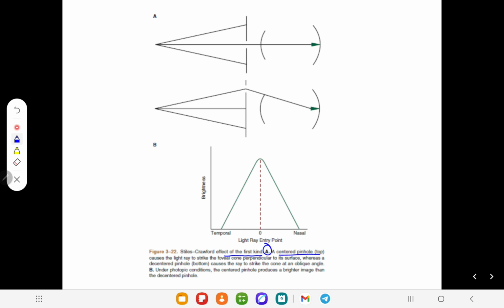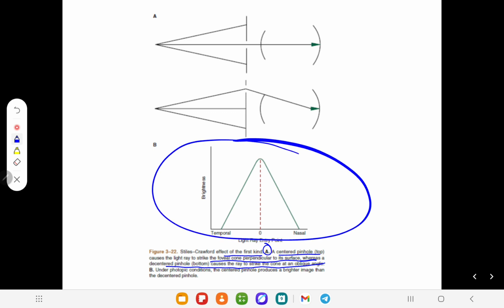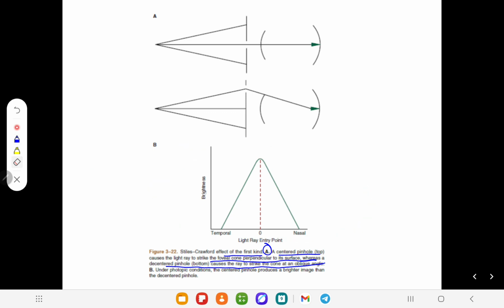A centered pinhole causes the light to strike the fovea cone perpendicular to the surface, whereas a decentered pinhole causes the light to strike obliquely. So, this is the great picture. For the exam you must understand this picture. Okay, the light ray entering at point 0 is centered and has the highest Stiles-Crawford effect because it is perceived as brighter. As you move from center to temporal or nasally, the brightness sensation decreases. Okay, this is a very good picture. Just remember this point.